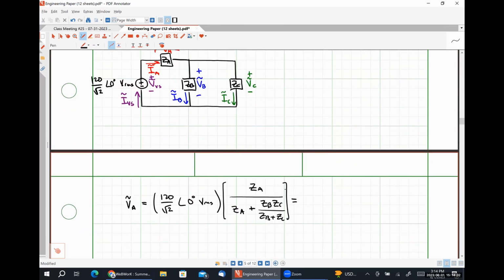So that I'm putting in my calculator 120 over root 2 with an angle of 0 times A divided by A plus B times C over B plus C. I get 43.649 with an angle of 18.865 degrees. Volts RMS.